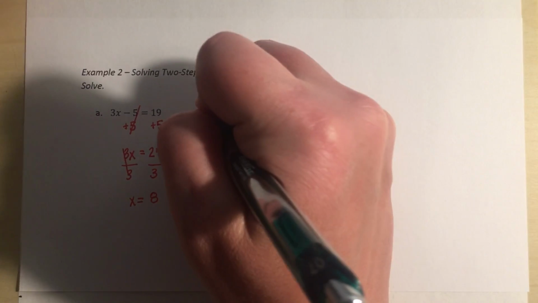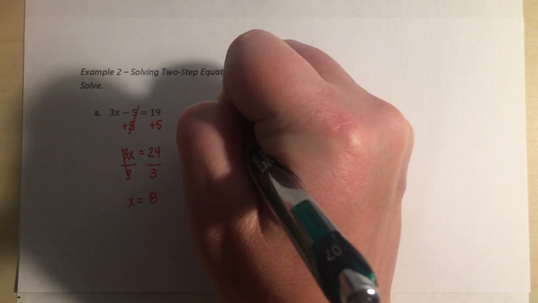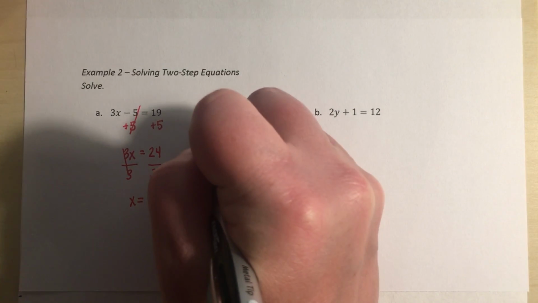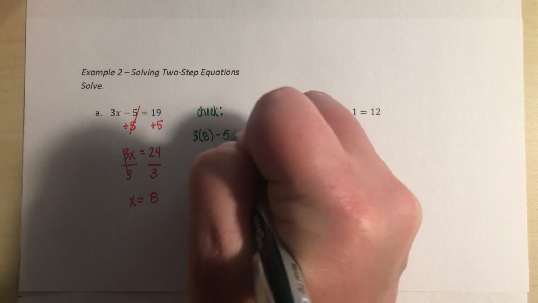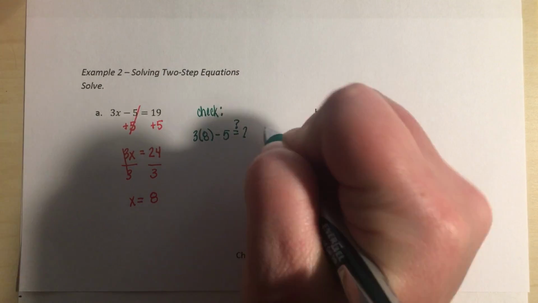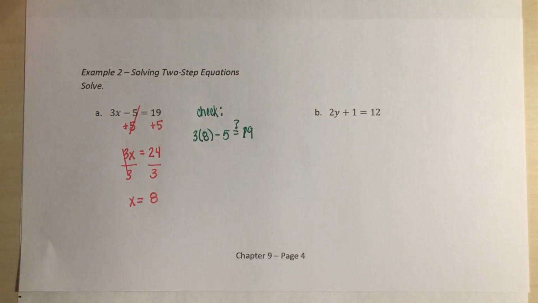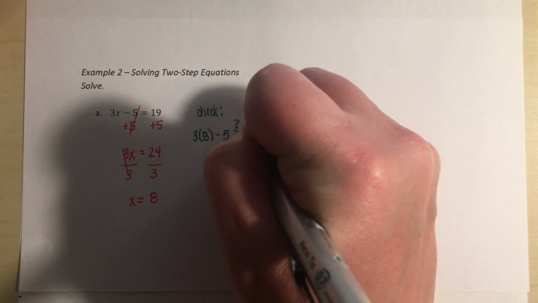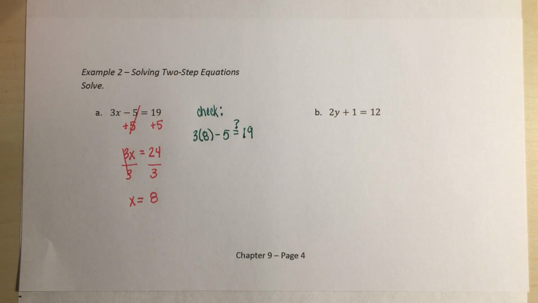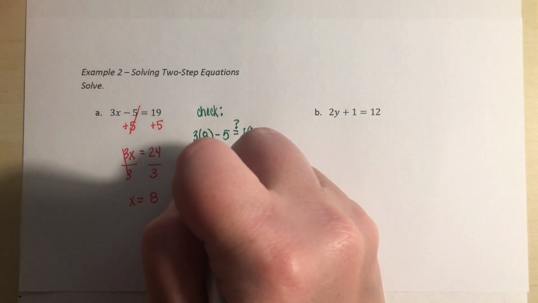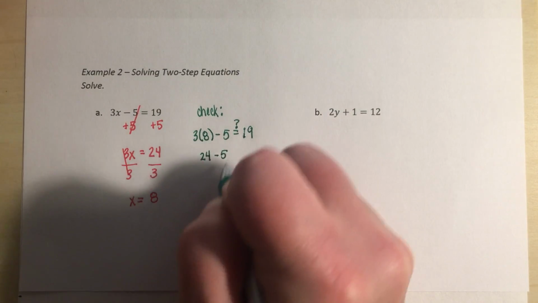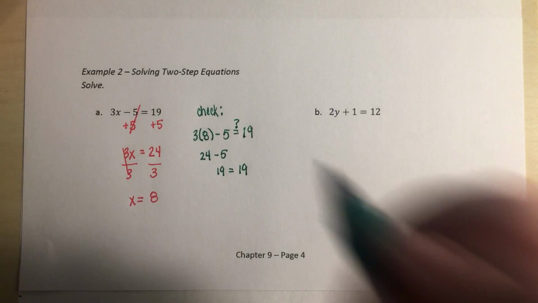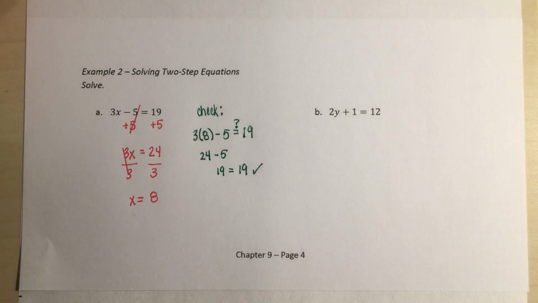Now, if we want to check this, going back to what we talked about in the previous section, remember we can plug this back in. So we can plug in 8 for our x, and we want to see if both sides of our equation are indeed equal. So we want to see if 3 times 8 minus 5 equals 19. Well, 3 times 8 is 24. 24 minus 5 is 19. We have 19 on both sides, and so that one checks.